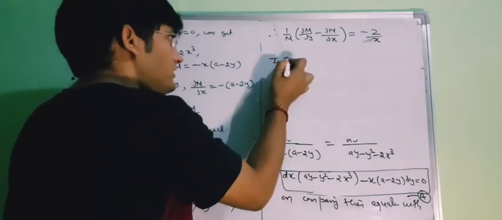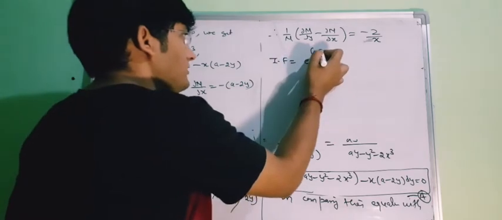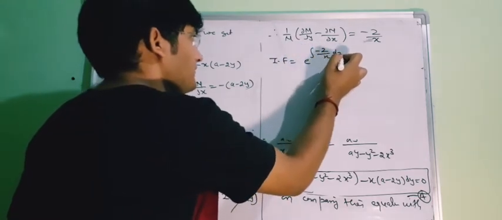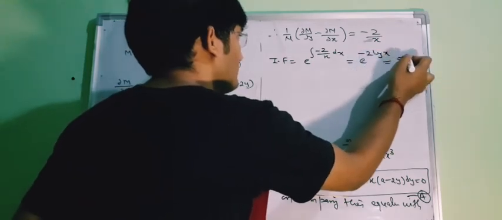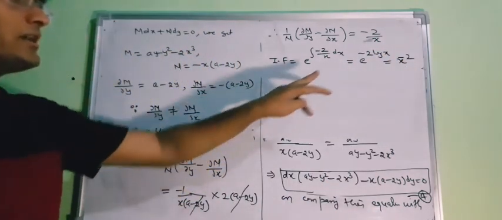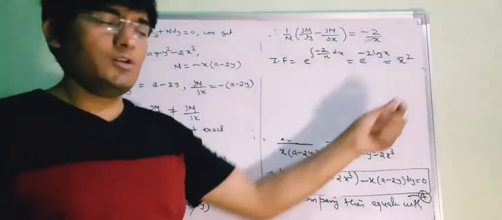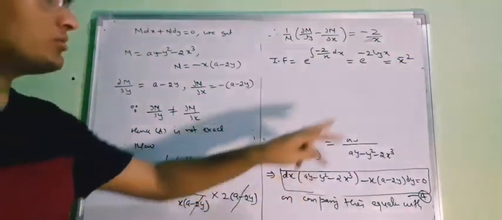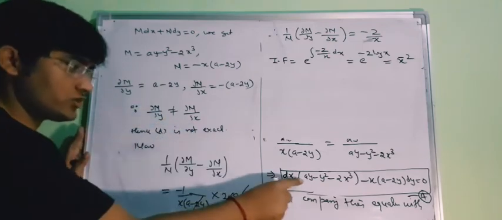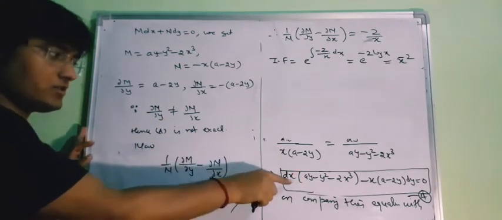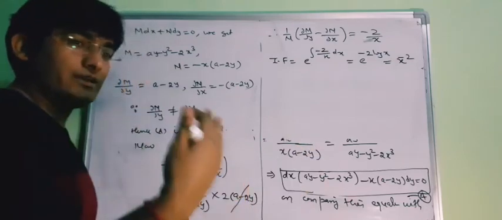Therefore your integrating factor will be e to the power integral of minus 2 upon x dx. So this is e to the power minus 2 log x, and this can be written as x to the power minus 2, because we can write it as e to the power log x to the power minus 2, and e to the power log x is x. So this will be x to the power minus 2. Now if we multiply this equation by the integrating factor, then equation number A will become exact.